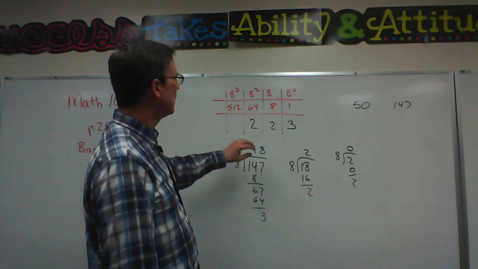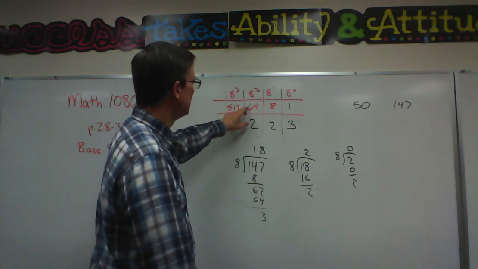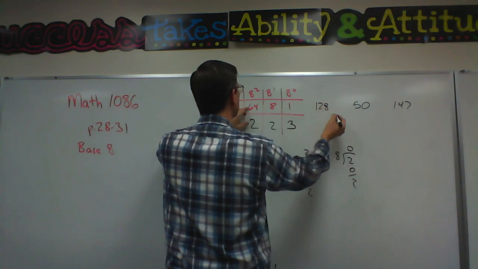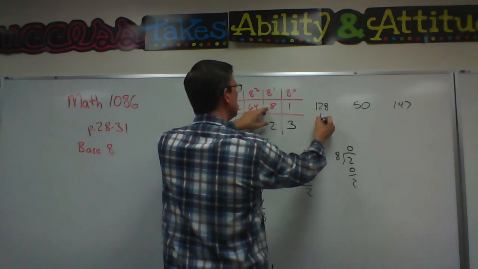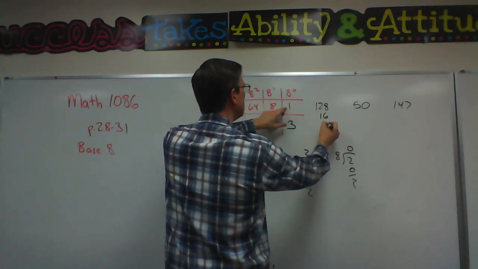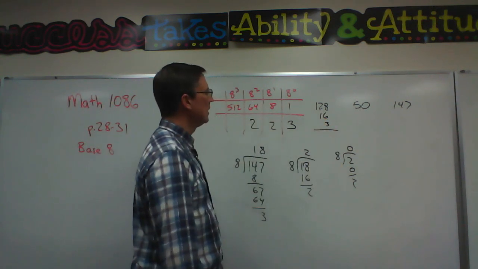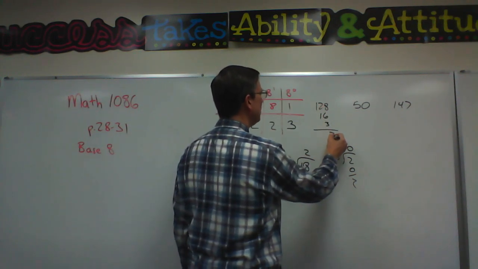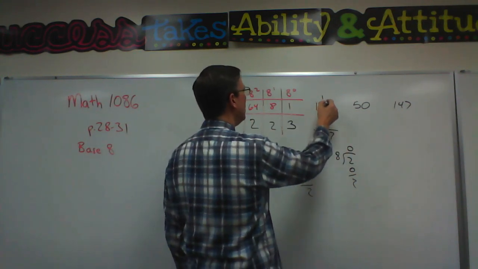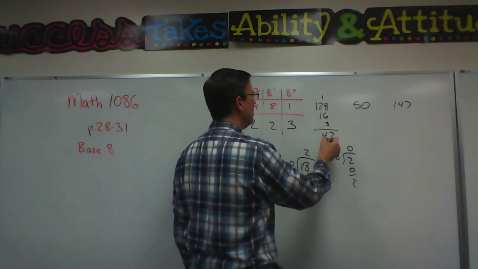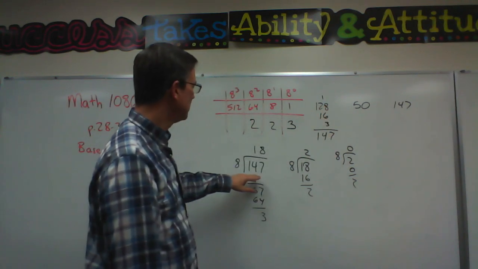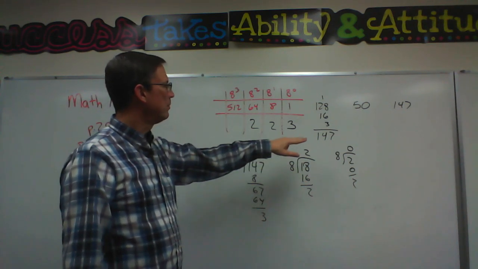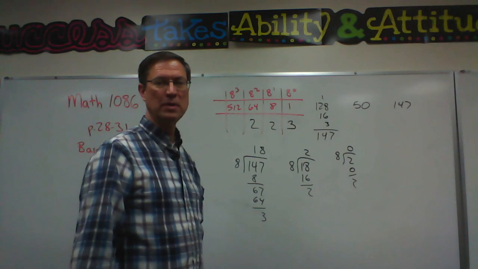Let's just check it real quick. 2 times 64 is, we're going to do this right here, 128. Okay? 2 times 8 is 16. 3 times 1, okay? And then let's add these and see what we get. 14 plus 3 is 7. Carry the 1, 2, 3, 4, and 1. That was what we started with, 147, okay? And we ended up, by checking it, getting 147 again.